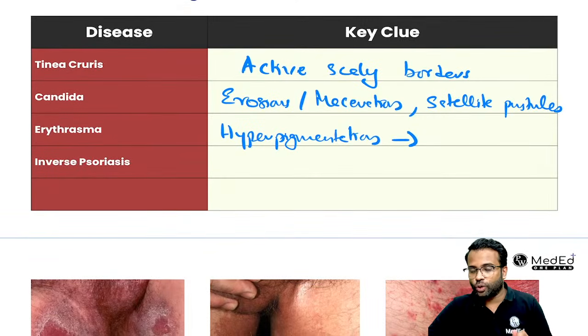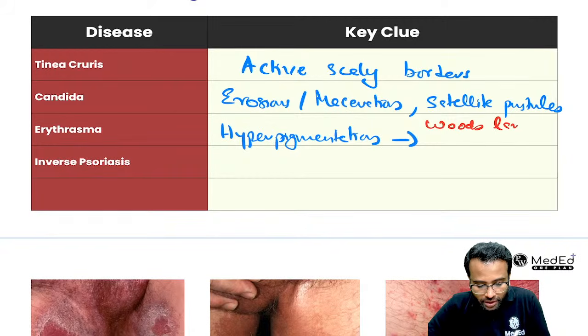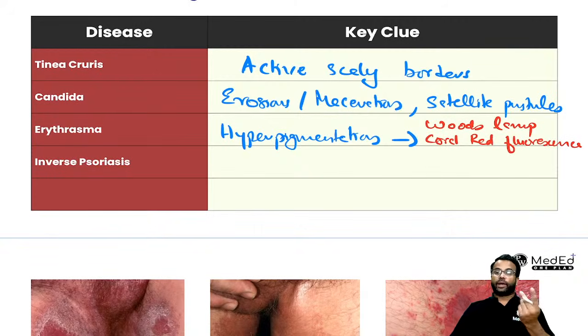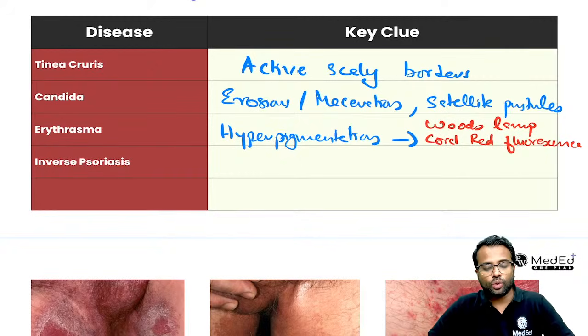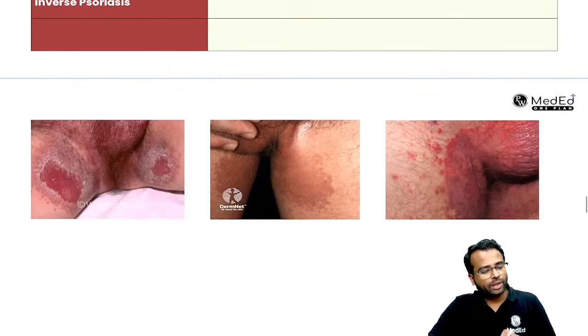Yeah, this could be a Woods lamp examination. यहाँ पे you can see a coral red fluorescence. So Woods lamp examination, where you can see a red color fluorescence. Red color fluorescence आ गया, then you know that it is going to be erythrasma. I'll show you some of the images also.